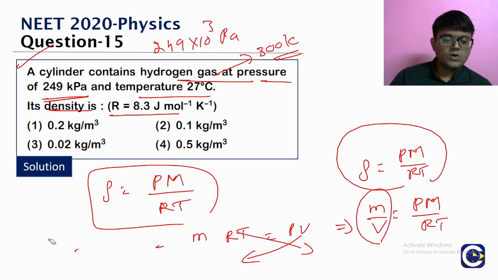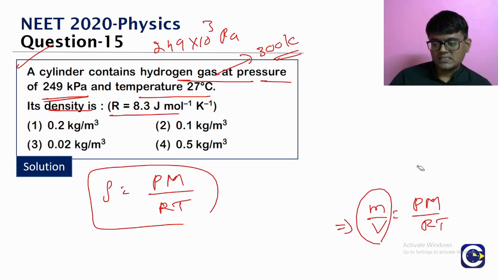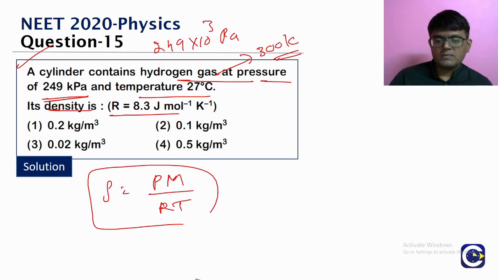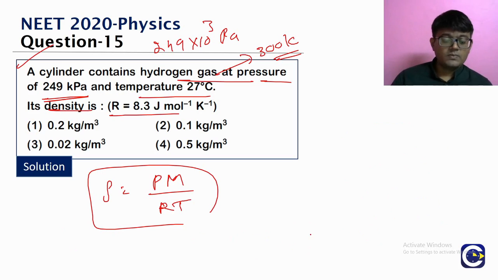Density will be equal to what? P, pressure, into capital M, the molar mass of the gas. Okay, so here we will just have to substitute. Before we do that, what is the molar mass of the gas? It's hydrogen, so molar mass is 2 grams. But we have to take it in the SI system, which means 2 into 10 power minus 3 kg.